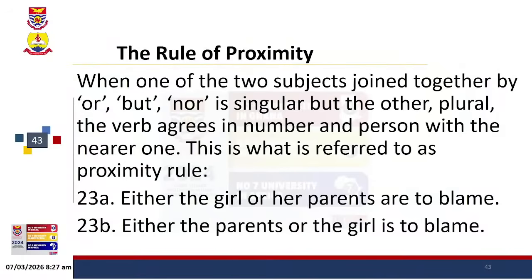For example, either the girl or her parents. Here we have two subjects, the girl and then her parents. And her parents is sitting closest to the verb. And that is why the verb is are. Either the girl or her parents are to blame. In the other example, either the parents or the girl is to blame. This is so straightforward, right? Beautiful. Let's move on. You understand that in 23b, is has been chosen because the girl is sitting closest to the verb. And the girl is singular. So the verb must also be singular.